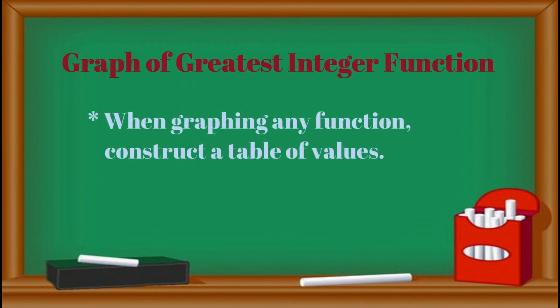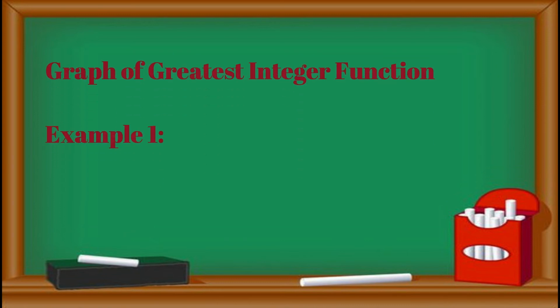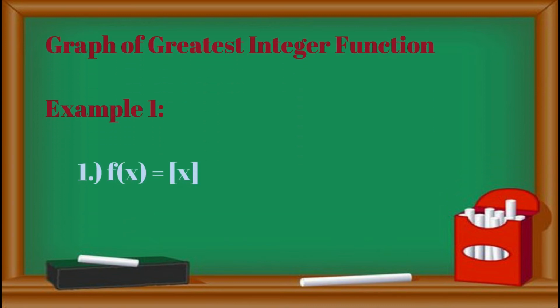When graphing any function, it is helpful to construct a table of values that satisfies the conditions of the given function. Let's work on graphing f of x is equal to the greatest integer less than or equal to x by constructing first a table of values.